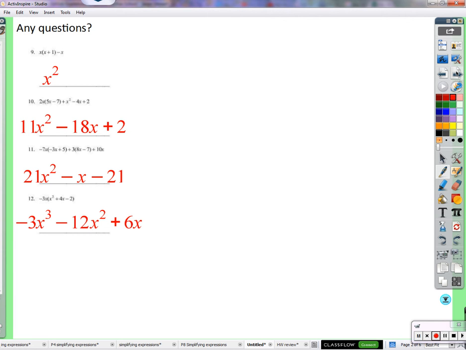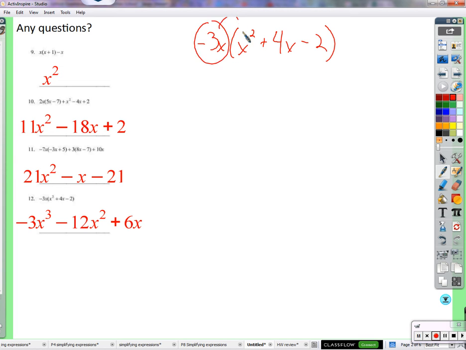Are there any questions about any of these? Josie? How did you get the negative 12x squared? I can get the 12x, but I didn't get the square. Okay. So we have negative 3x times x squared plus 4x minus 2. So we've got a question about where the square comes from. So I'm going to distribute the negative 3x. Let's write it out the long way, and then we'll see how all that happens.